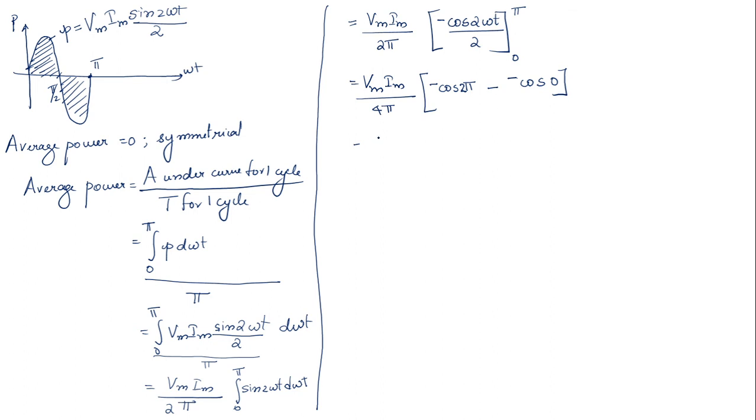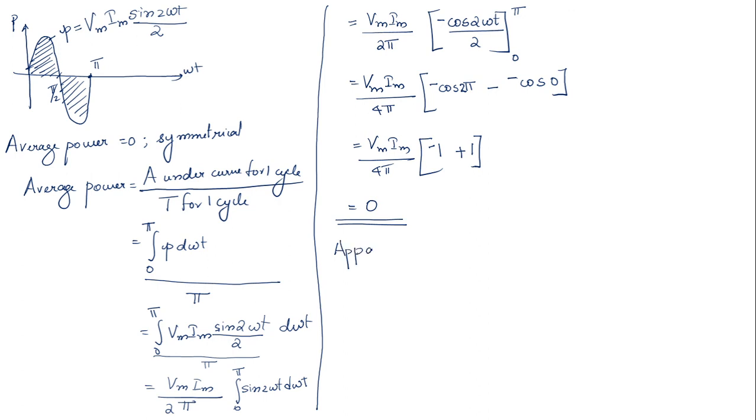Now substituting this, you will get Vm Im by 4 pi into, what is cos 2 pi, that is 1. So minus of cos 2 pi is minus 1, that is substituted here. Now minus of minus becomes plus, and cos 0 we know is 1, so we will be getting the answer as 0. So for a purely capacitive circuit, we have proved that the average power or the active power is equal to 0.